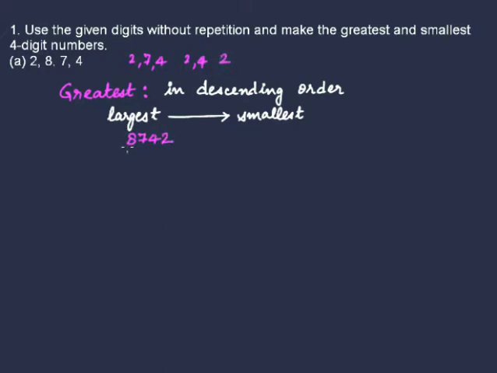So see, 8 was the largest. Yes, 8 is the largest here. The smallest is 2. Of course, the smallest is 2. So we have arranged in descending order, and that will give us the greatest number.